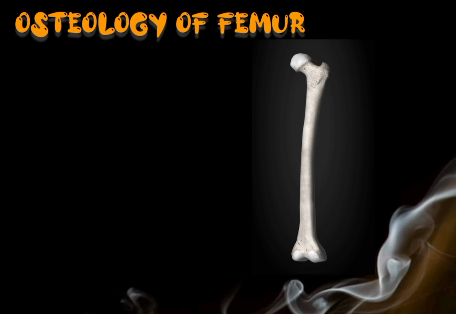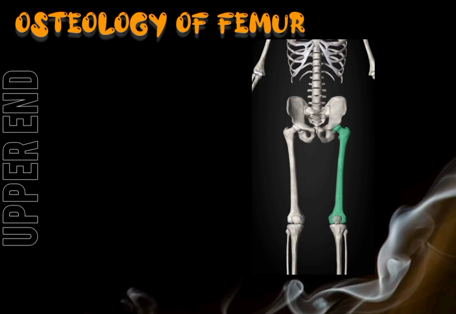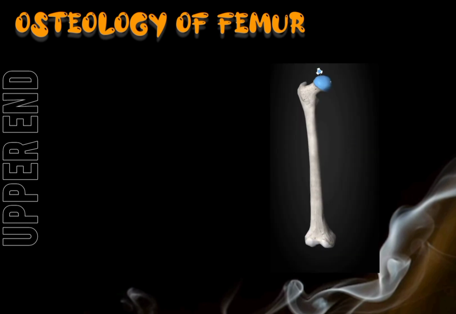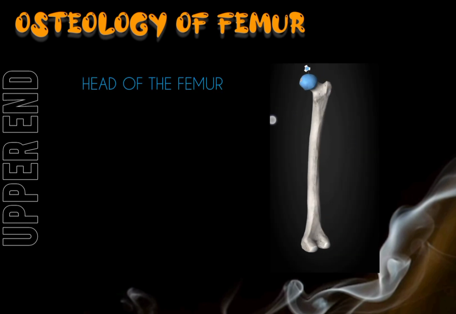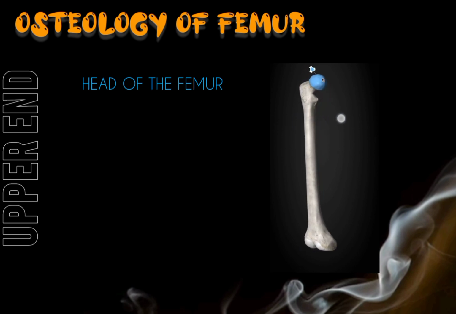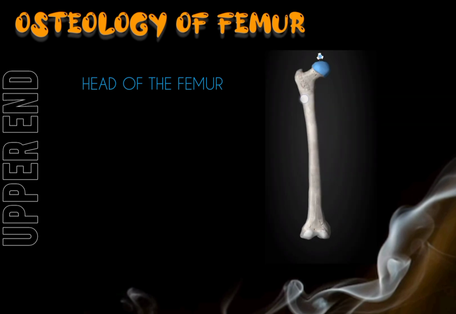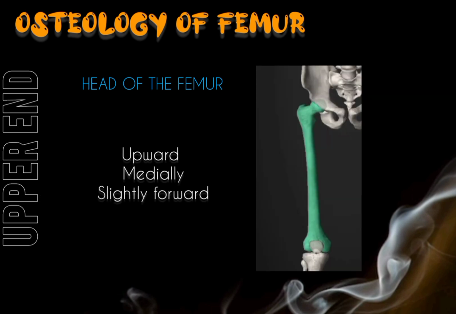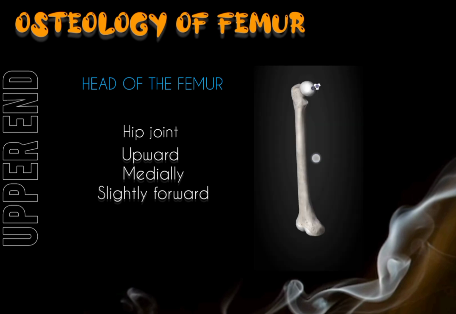Now let's discuss the bony landmarks of the upper end. In the upper end of the femur, you will see this blue marked rounded spherical area, not a full sphere but more than half of a sphere. This marked area is termed the head of the femur, and it is directed medially, upward and slightly forward. This head of the femur articulates with the acetabulum to form the hip joint. Further, you will see a roughened pit situated on this rounded head. This is called the fovea.